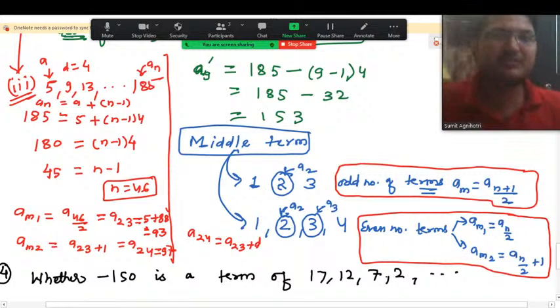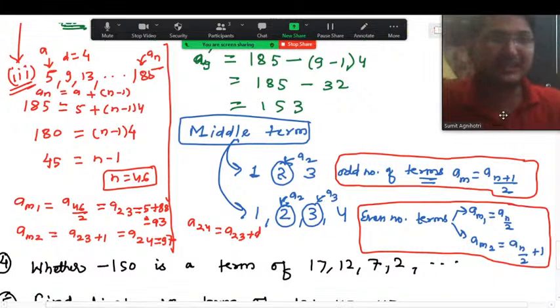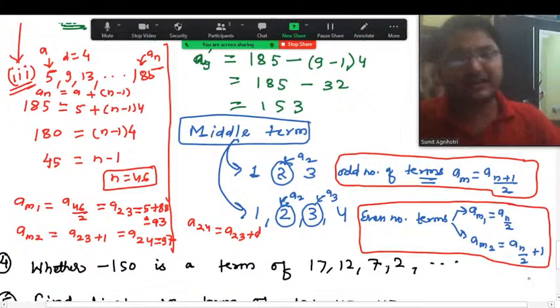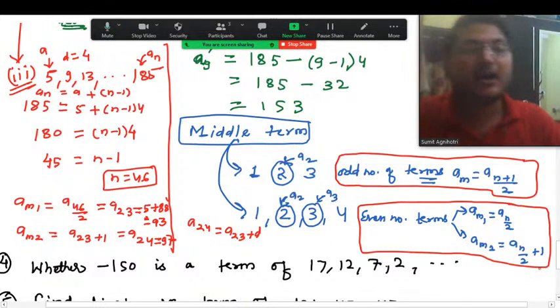These two terms are its middle terms, remember. Okay, now I think you are okay with the concept of middle term, concept of nth term, concept of term from end, concept of term from beginning. Are you okay with all these concepts?